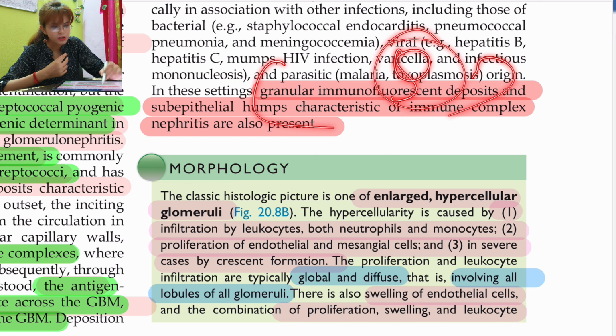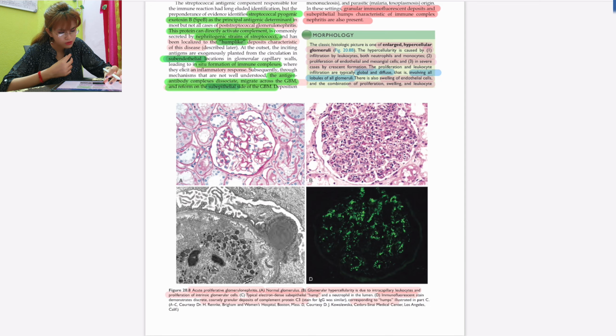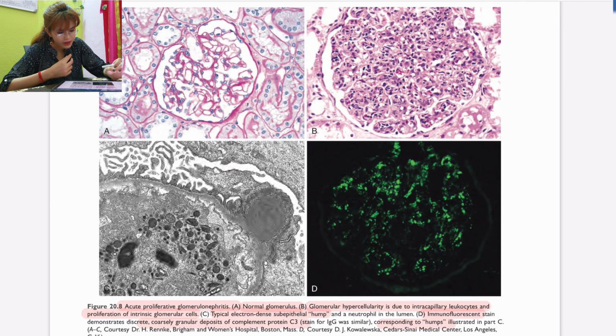See that this is the normal glomeruli, and this is basically PSGN, because you can see there is so much glomerular hypercellularity because of the intracapillary leukocyte proliferation of the intrinsic glomerular cells. This image shows this electron dense subepithelial hump. These images can be directly given to you in the exam and questions asked about this. You have to identify that this is on the outer side, so this is the subepithelial hump seen in case of PSGN, and these are basically the granular deposits of the complement C3 protein. So this is how the granular immunofluorescence pattern looks.